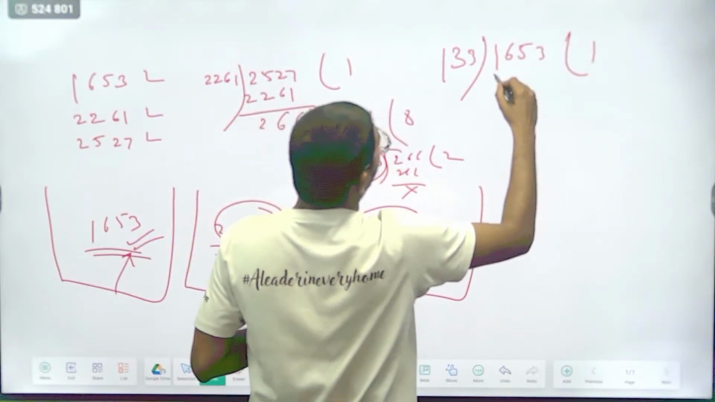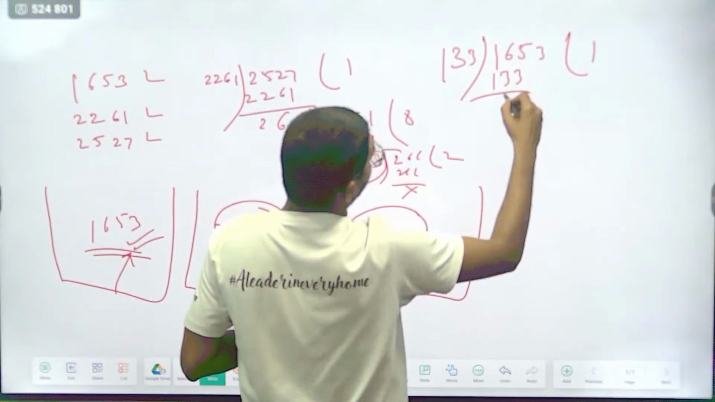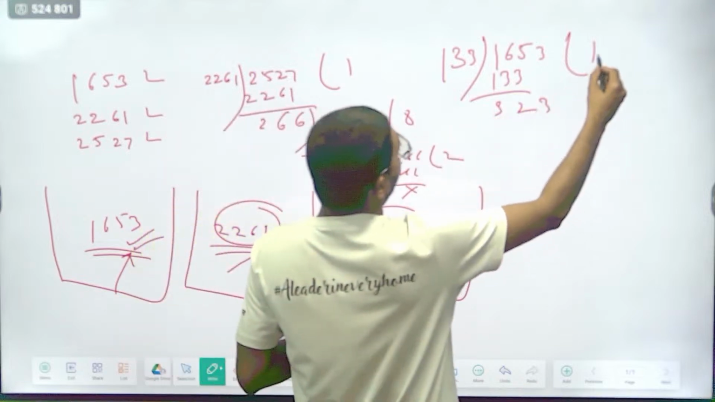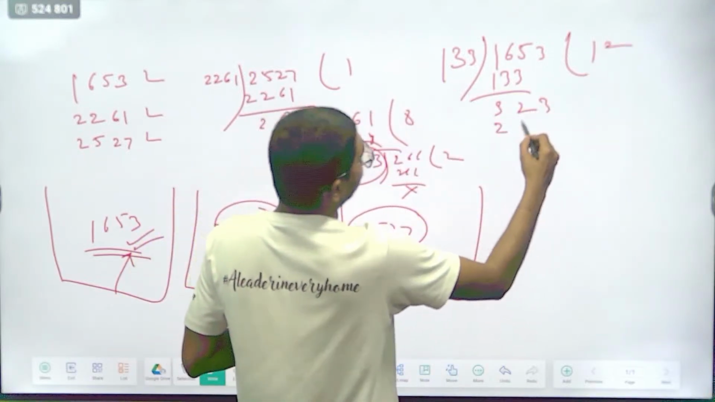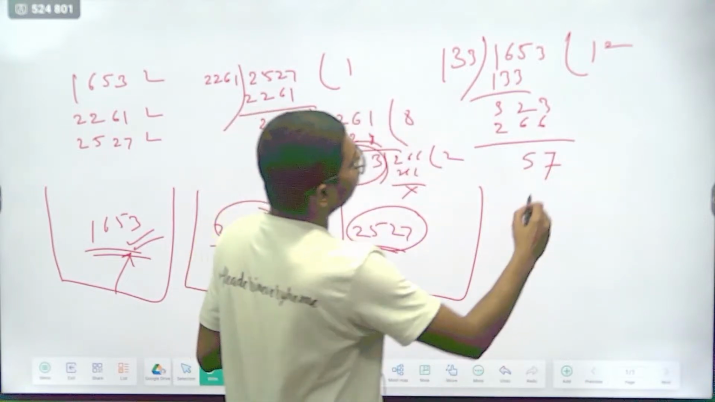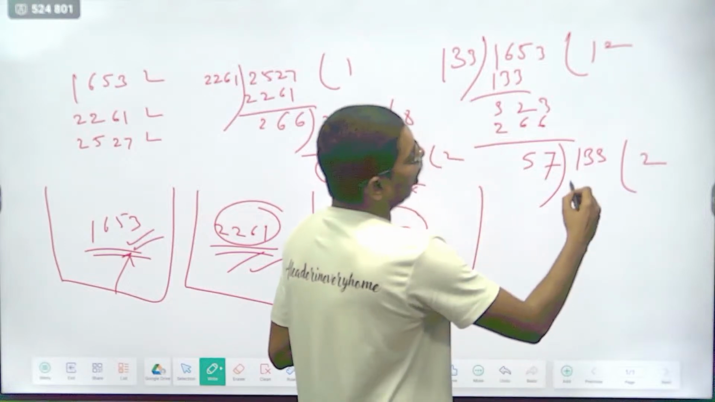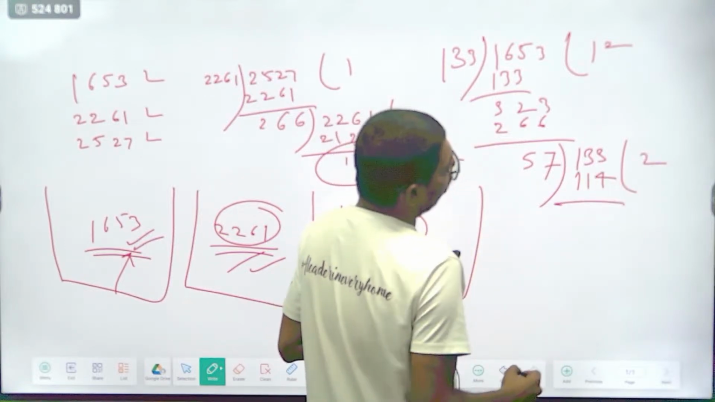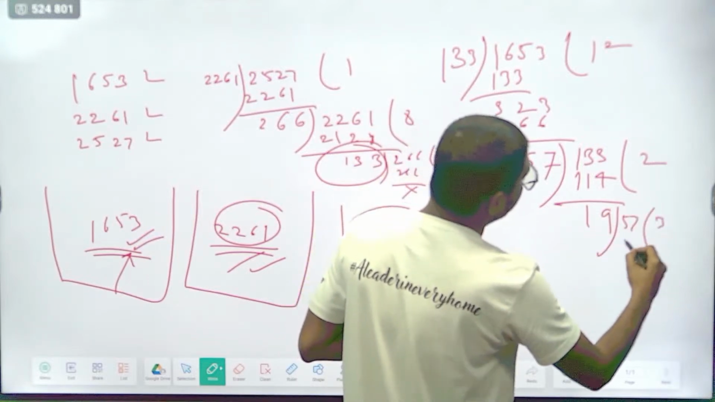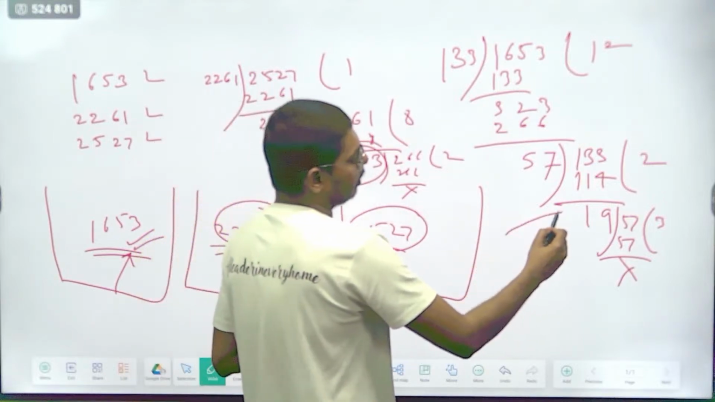1653. One time it will go, 133 to, how much is this? 3 and 3, right? So it will go 2 times only, right? 266, 57. Now again we have to continue the process 2 times, okay? 114, 114, 9, 1, right? So what we are left over here is this.